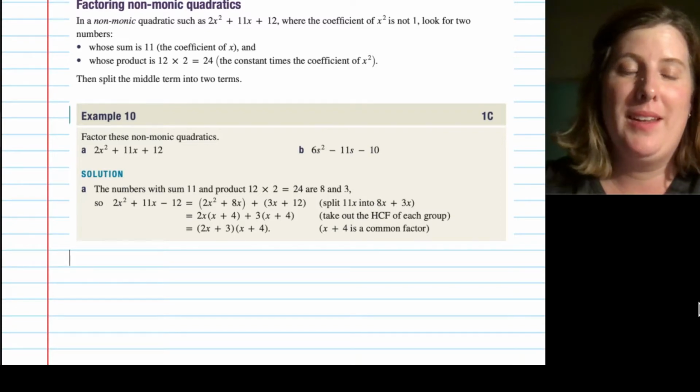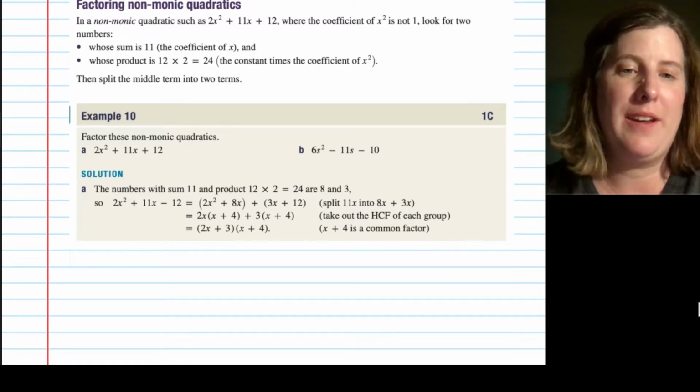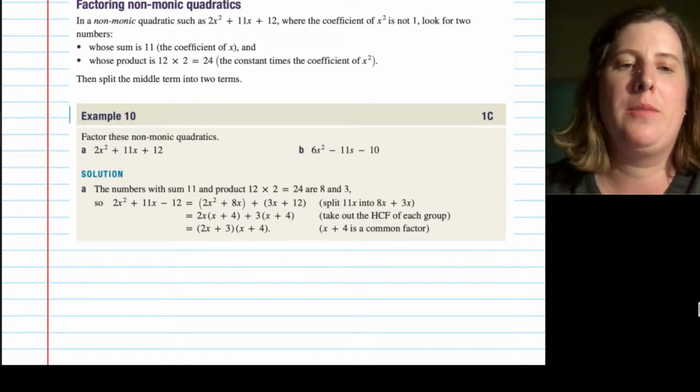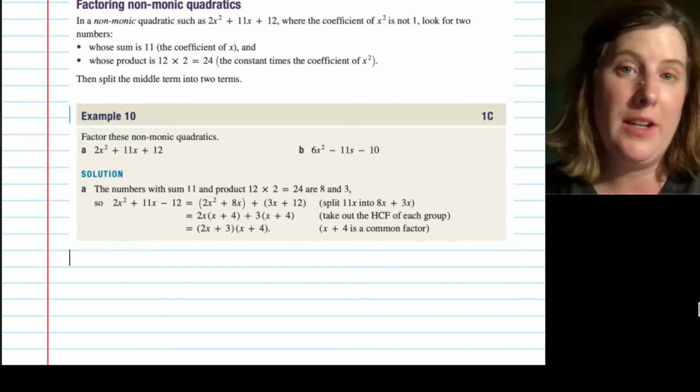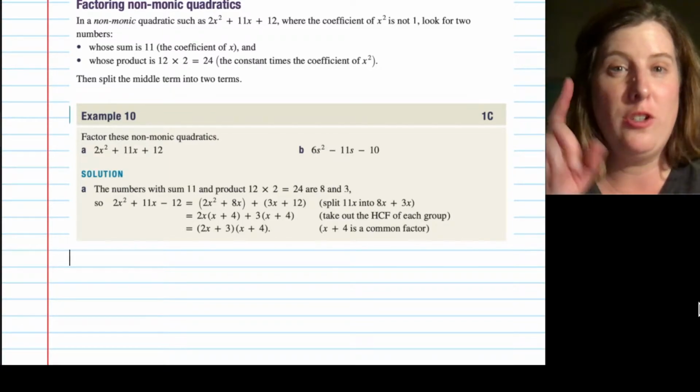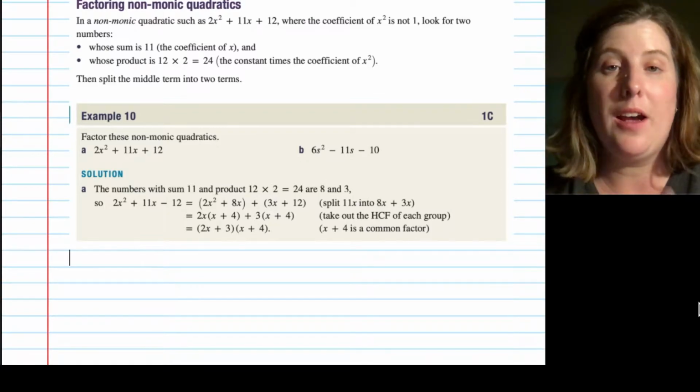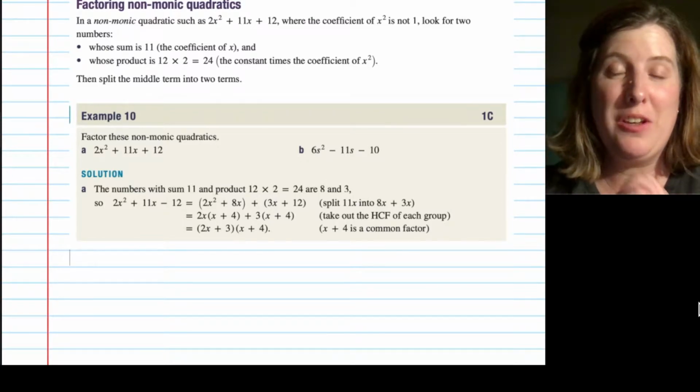Sup. So now we're factorizing, not factoring. Why do you do this to me, Cambridge? We're factorizing non-monic quadratics. So these are again quadratics, but this time you do have a coefficient in front of the x squared.